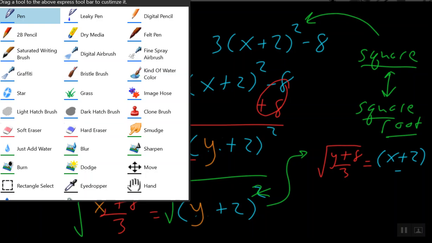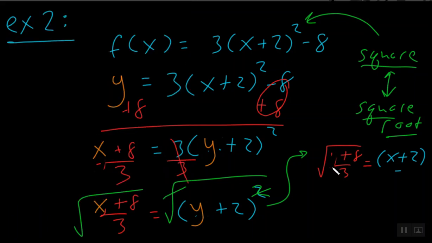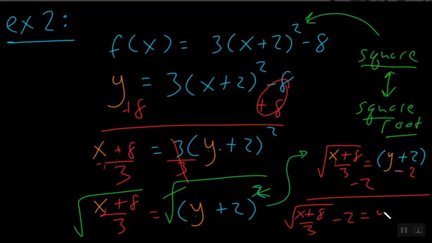And one more time, this y and this x should be flip-flopped. So we should have an x on the left and a y on the right. And at this point, you will simply subtract 2 from both sides. This 2 cannot combine in there. And so what we really have is this: the square root of (x plus 8) over 3 minus 2 is equal to y.